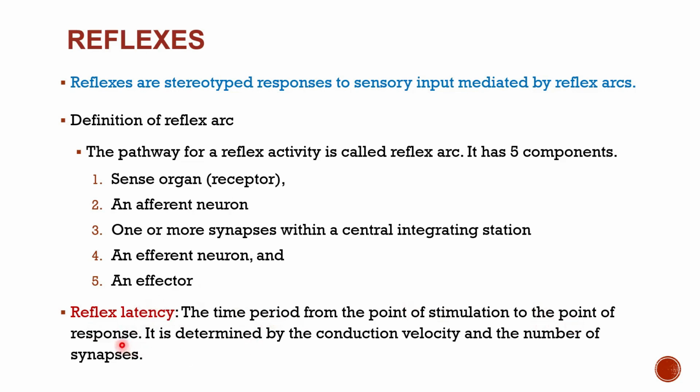This reflex latency is dependent on what type of afferent and efferent nerve is involved, whether they are myelinated or unmyelinated nerves, plus it is also dependent on the number of synapses. If it is a monosynaptic circuit, obviously you'll have a synaptic delay of 1 synapse. If it is bisynaptic, you may have a synaptic delay of 2 synapses, like that. So this reflex latency is dependent on 2 factors: one is the conduction velocity and the other is the number of synapses.